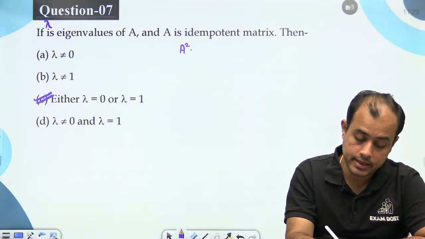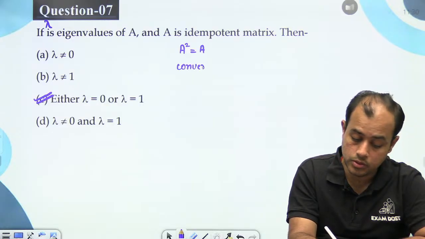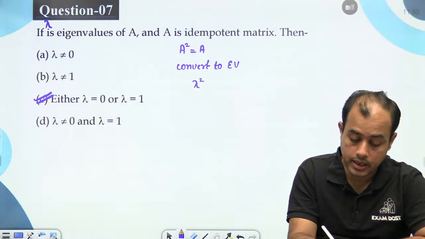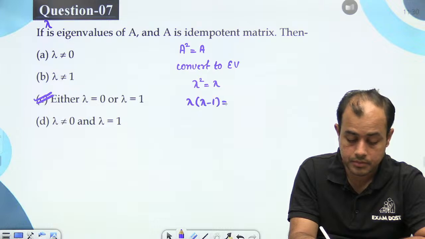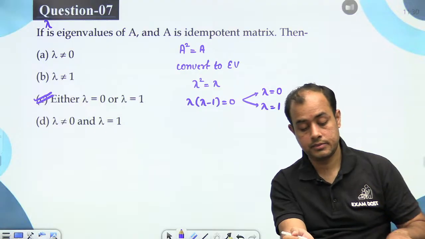Idempotent means A squared equals A. Convert to eigenvalue: lambda squared equals lambda. So that means either lambda is 0 or lambda is 1.